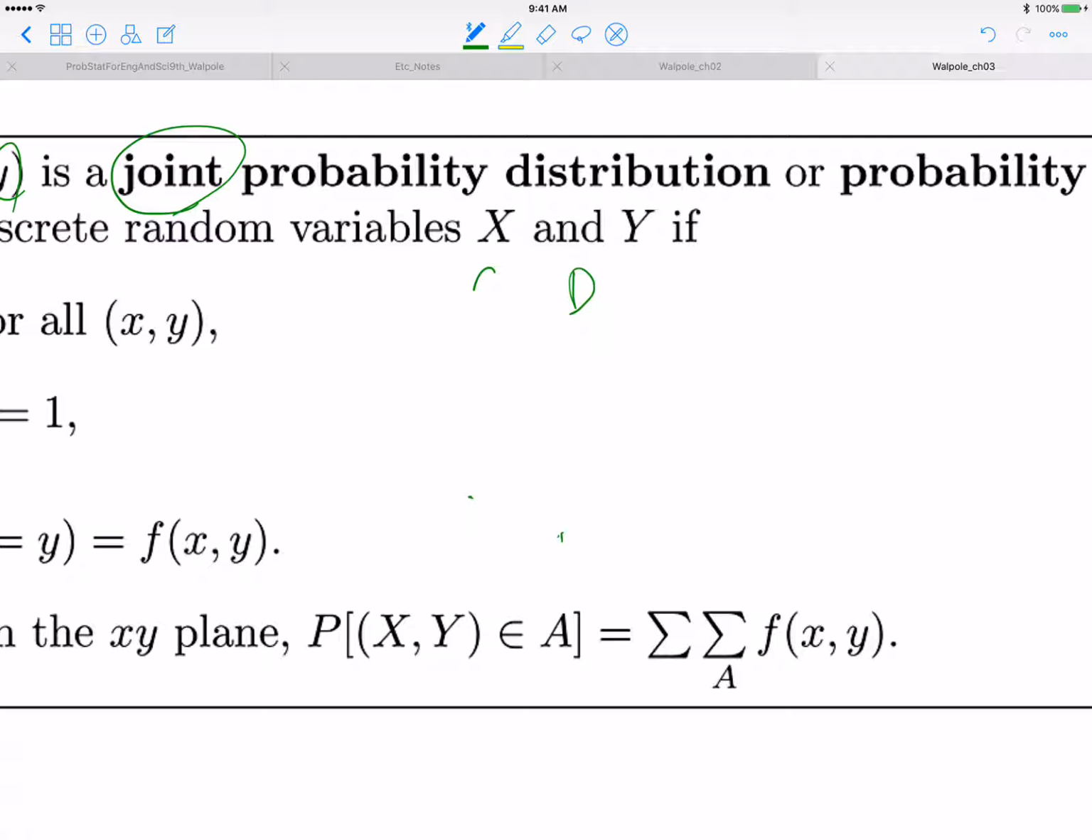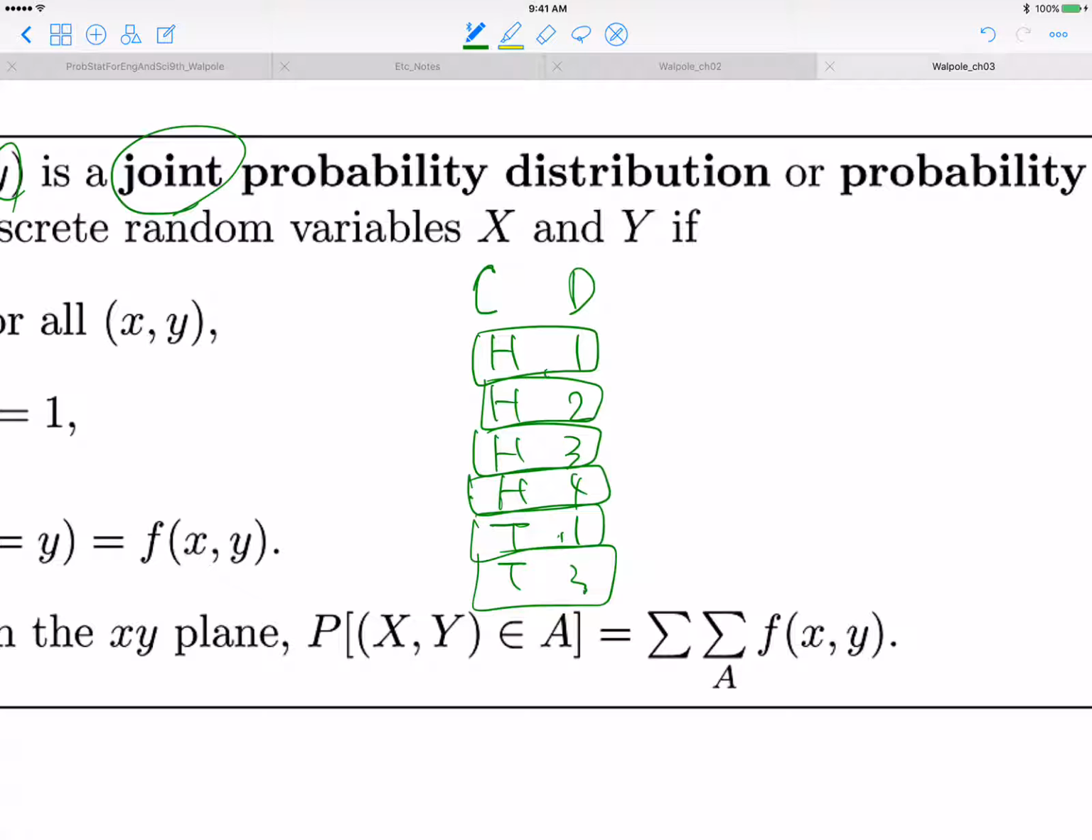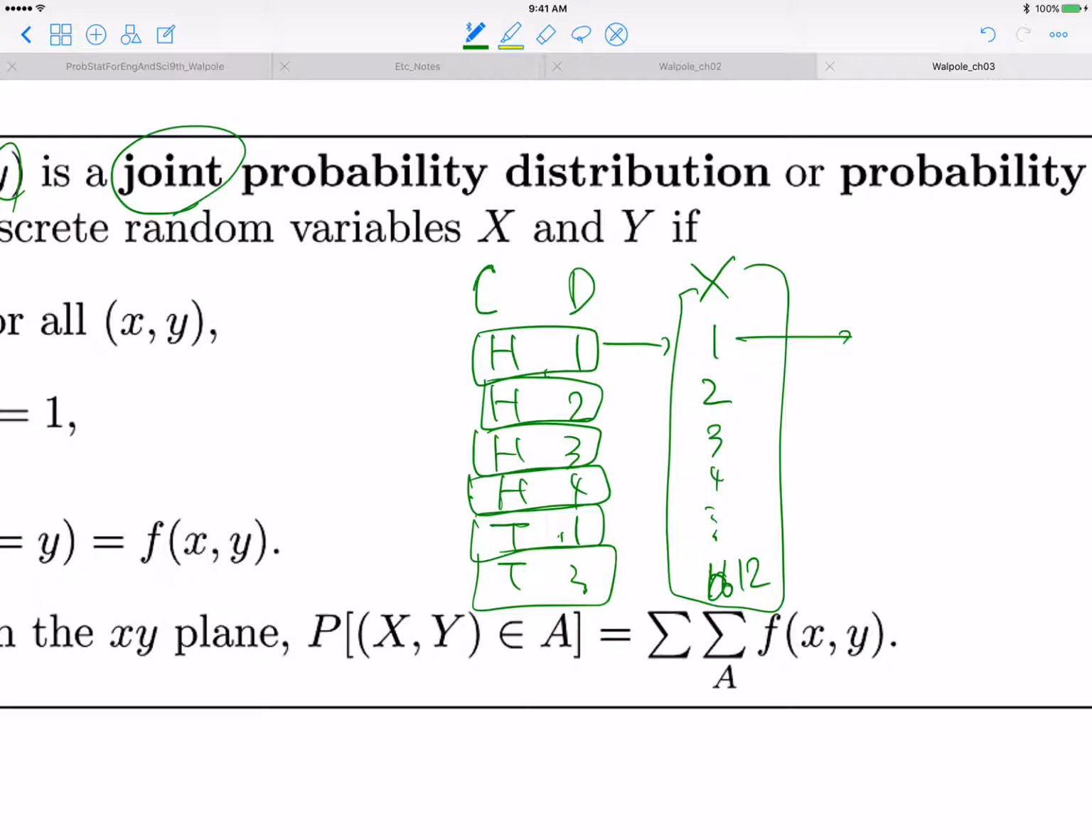It is head and 1, head and 2, head and 3, head and 4, 5, 6, and tail and 1, tail and 2, and so on. And then each of these events will have some random variable x, so it should be some kind of enumerated version. So it can be 1, 2, 3, 4, and so on. So in total, we will have 12 different cases for this random variable x, and then this guy will have some probability.